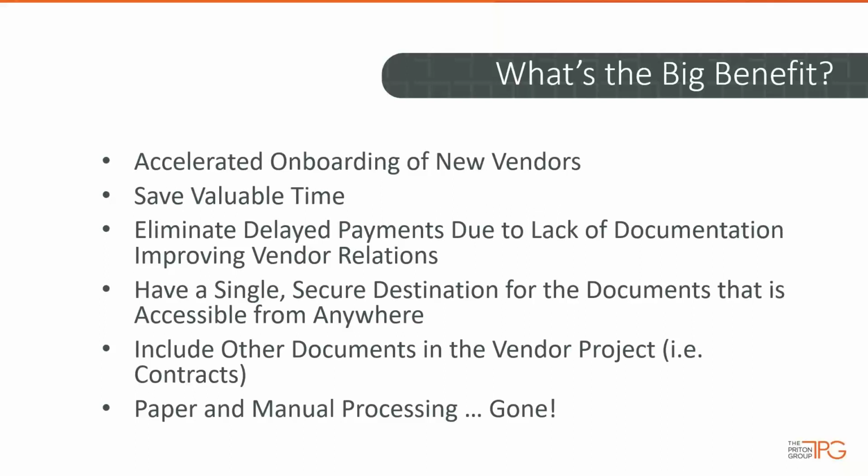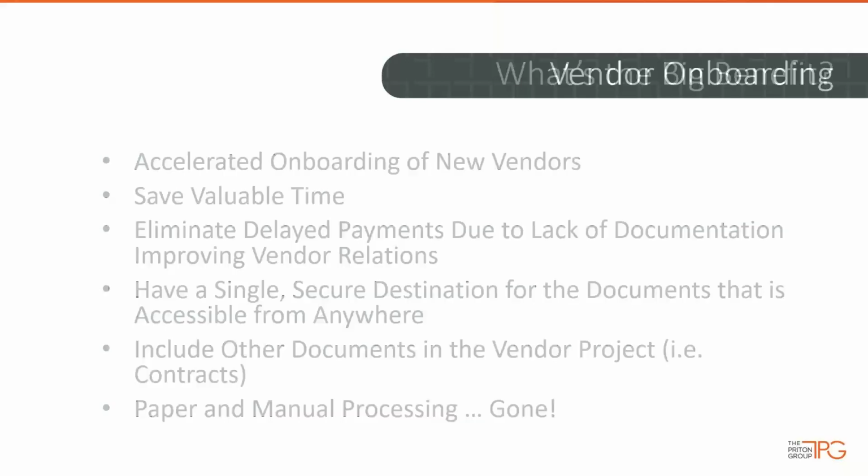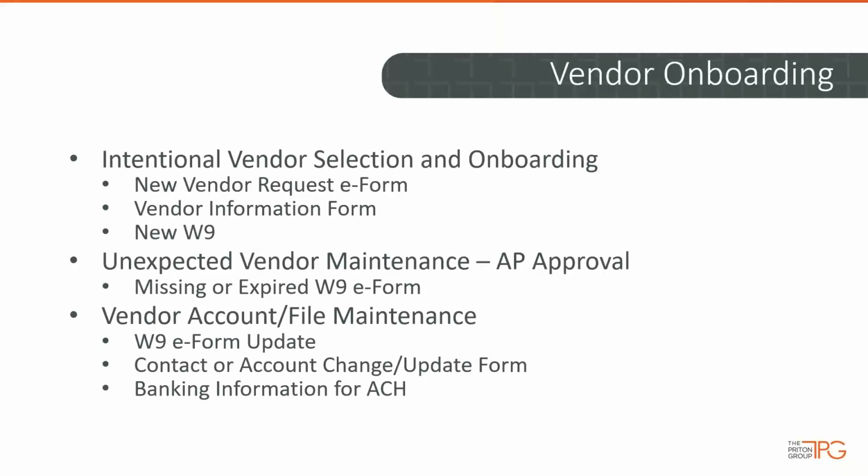So basically what it amounts to is by the time we get through with any of these automation processes, your paper and your manual processes are gone. So today, we're going to walk through two very specific types of scenarios. One is the intentional vendor selection and onboarding process. So this is what you typically think of when you say, hey, I'm going to have a vendor onboarding project.